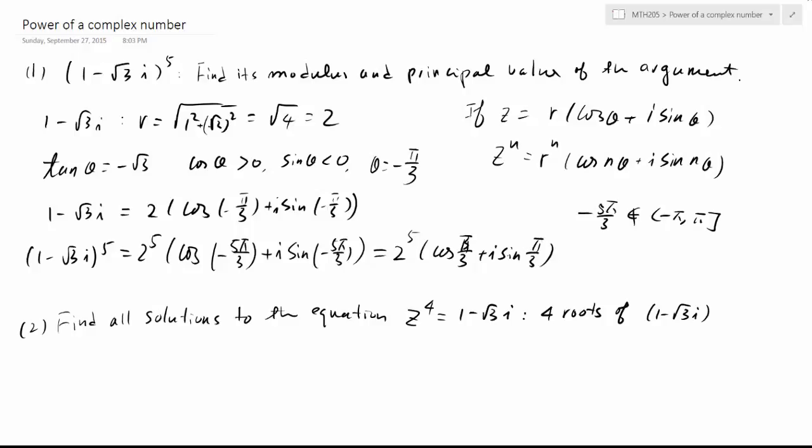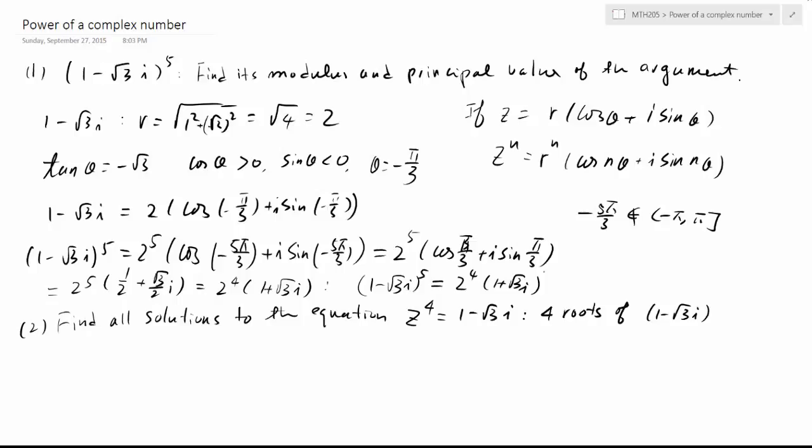So we actually get a very nice number, and that's going to be 2 to the 5th, and we have 1/2 plus root 3 over 2 i. So we have 2 to the 4th and 1 plus root 3i. So what it means is that for 1 minus root 3i to the 5th, we don't have to multiply them out using the distributive law, but using this polar form, we can conclude that this is simply equal to 2 to the 4th and 1 plus root 3i.